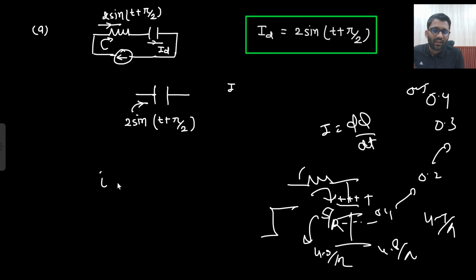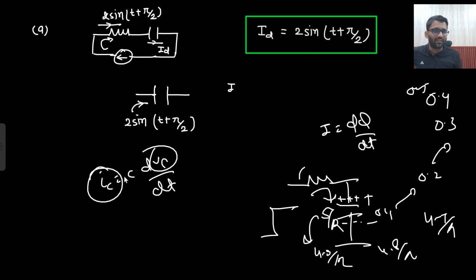Because for a capacitor, what is the equation? IC equals C dVc by dt, right? So if IC is changing, then certainly VC will also change. So voltage is also changing, that means charge is also changing. If charge is changing, certainly the electric field is also changing. So if there is an electric field, it will generate some current. So it is generating ID current, and that ID current will flow from the wire as well. And from the wire, what current is flowing? 2 sin(t plus pi by 2). So the current has to be 2 sin(t plus pi by 2) only. Is that clear to you?